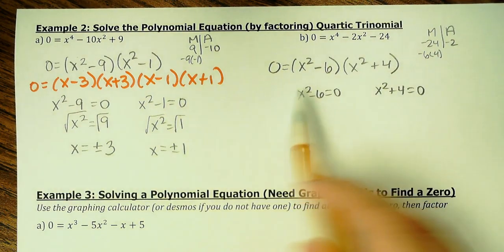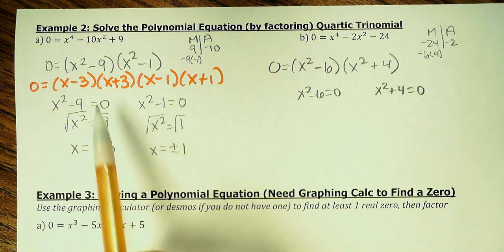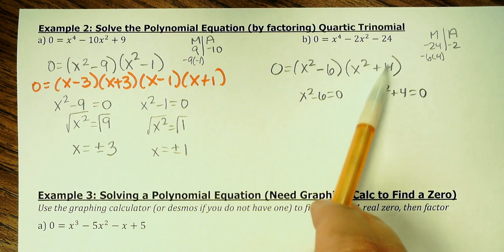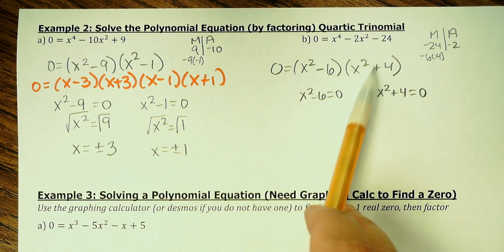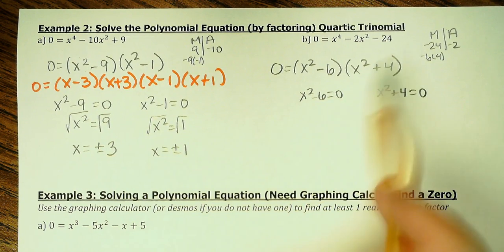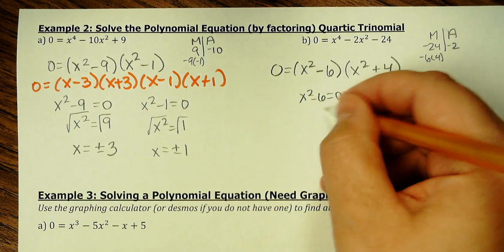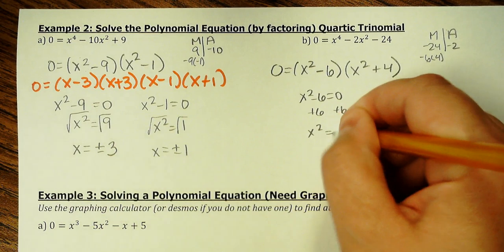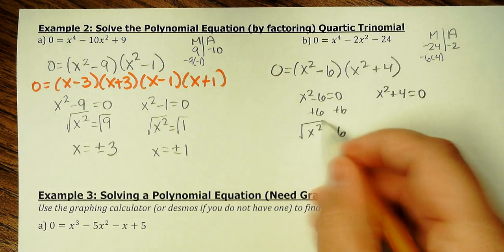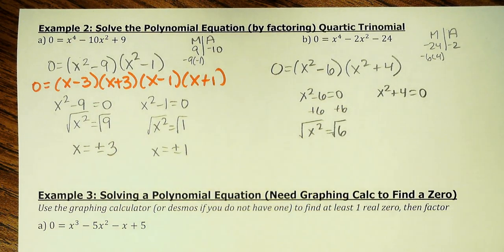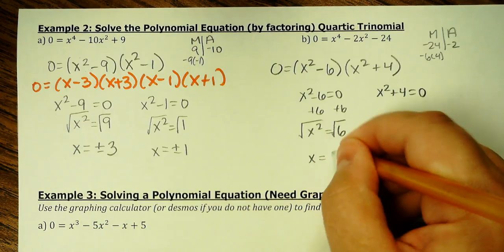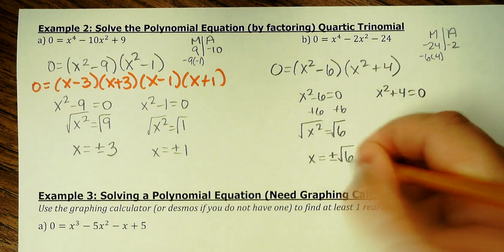Now, neither of these can be factored any further, like the previous question. This is not a difference of squares. 4 is a perfect square, but this is not a difference. So you can't factor that further, and you'll see why in just one second. So for this, I'm just going to add 6 to both sides, and we're going to take the square root. Now, 6 is not a perfect square like it was in these previous questions here. So for the actual answer, just go ahead and put plus or minus square root of 6.